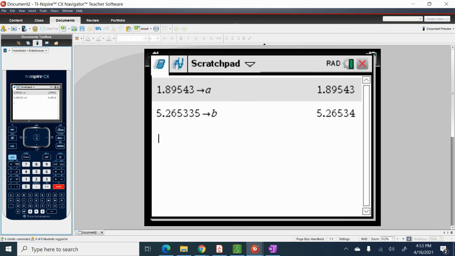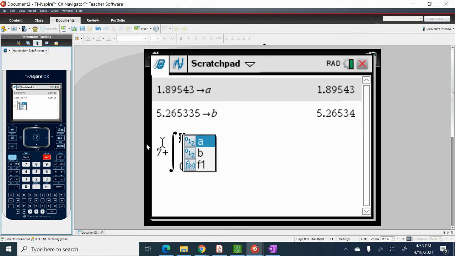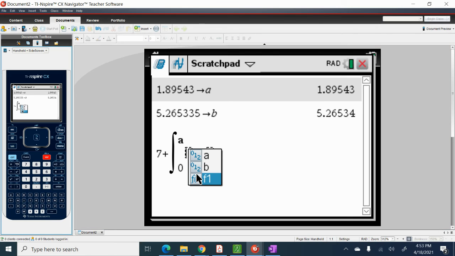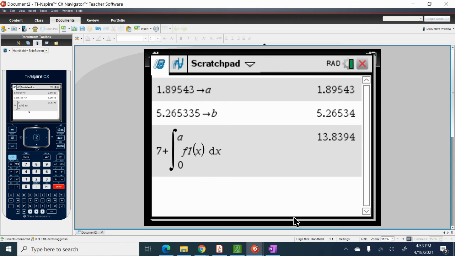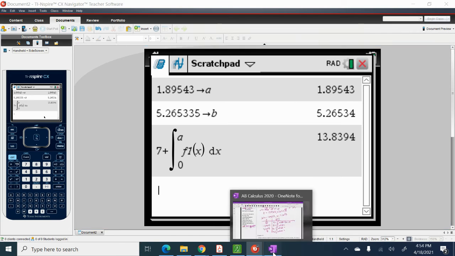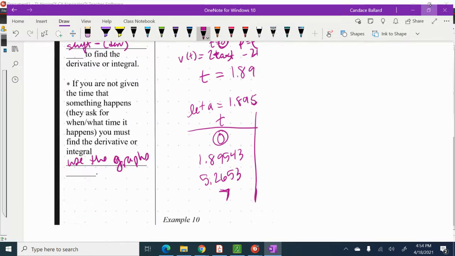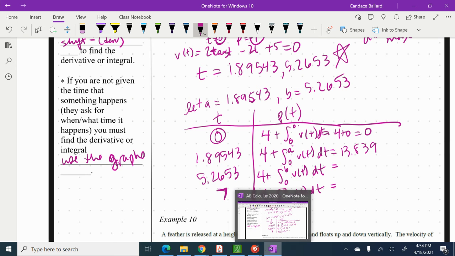So I'm just going to be on my calculator screen here. I know I'm going to go 7 plus, and then we're going to go shift plus for my integral. And I'm going to go from 0 to A first. So I'm going to go var A, and then var f1 of x dx. Okay, so 13.839. You said 13, right? 13. Woo! 13.839. All right, let's try the next one.